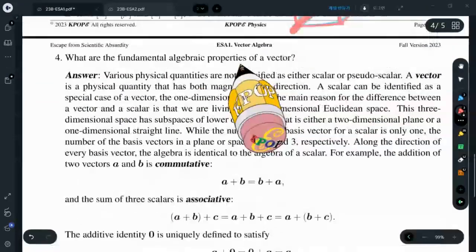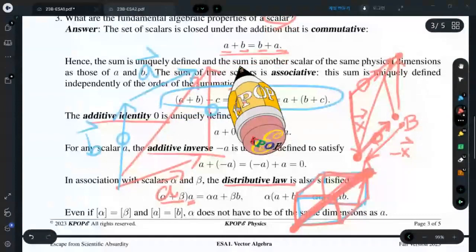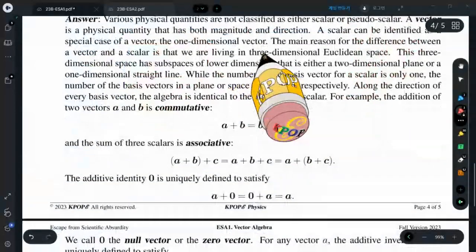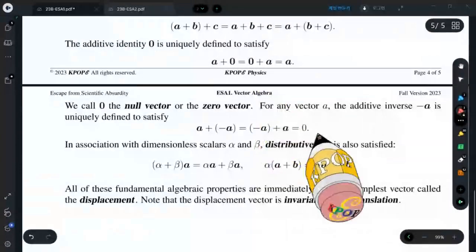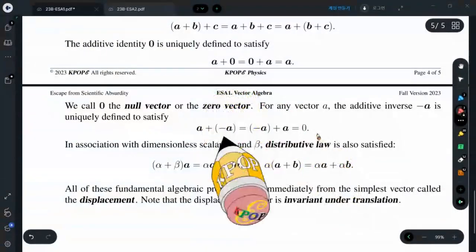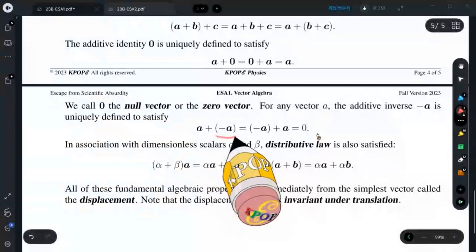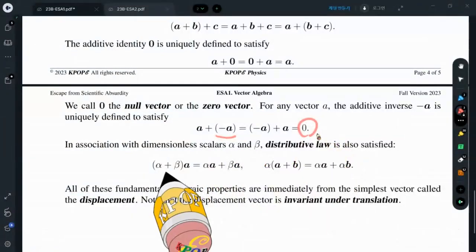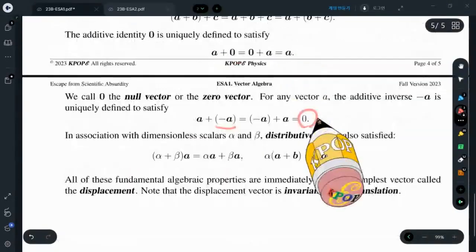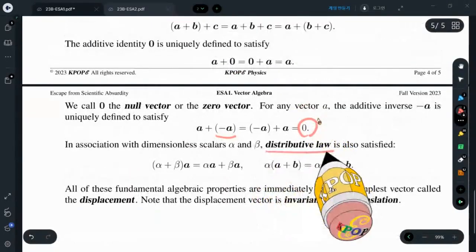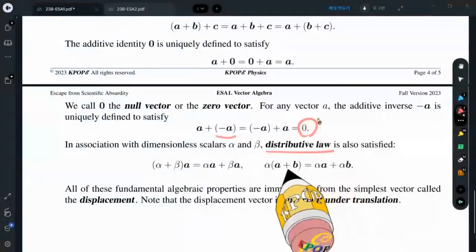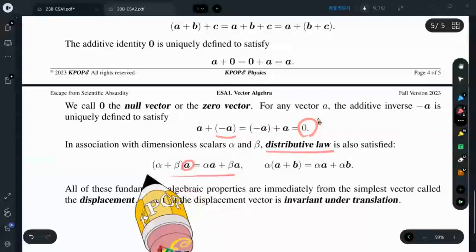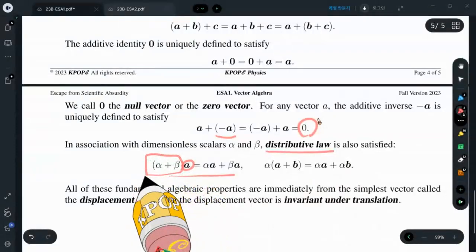What about the vector? I already explained in detail the commutative law and associative law, and finding the additive identity and the additive inverse to result in the additive identity. And for the distributive law for vector addition, there are two kinds. A vector can be multiplied by a scalar.